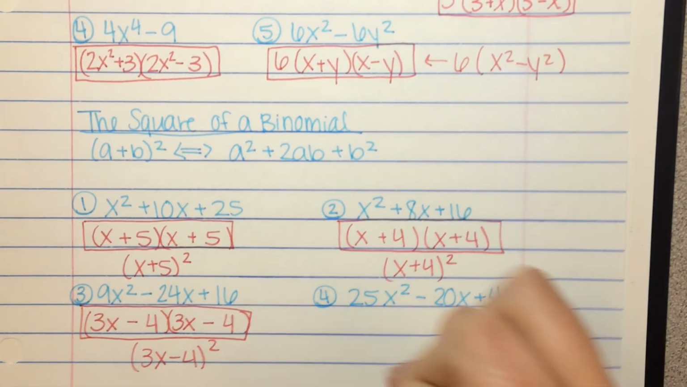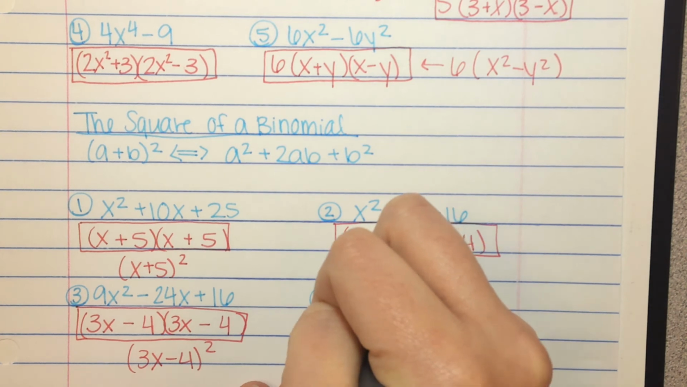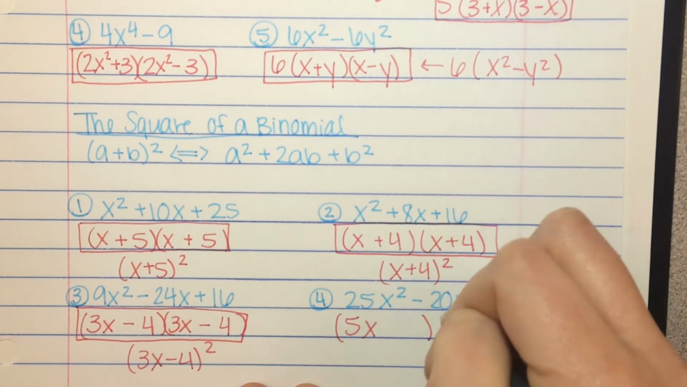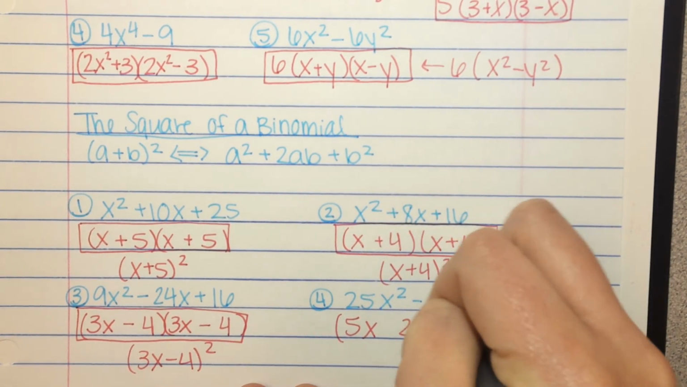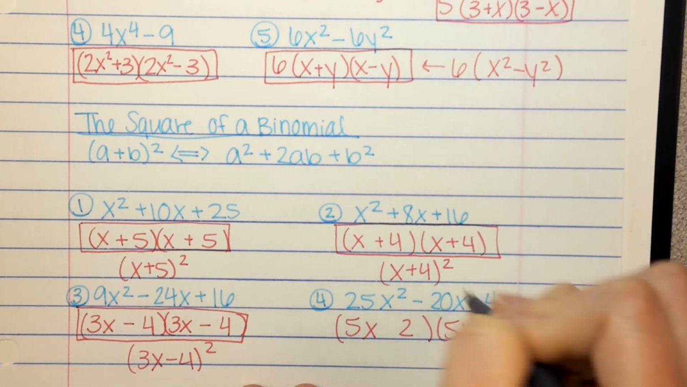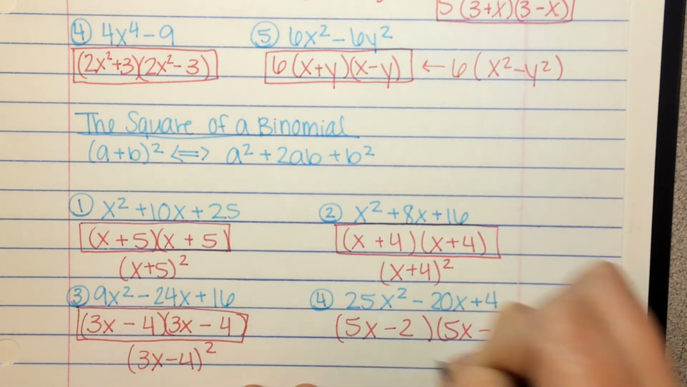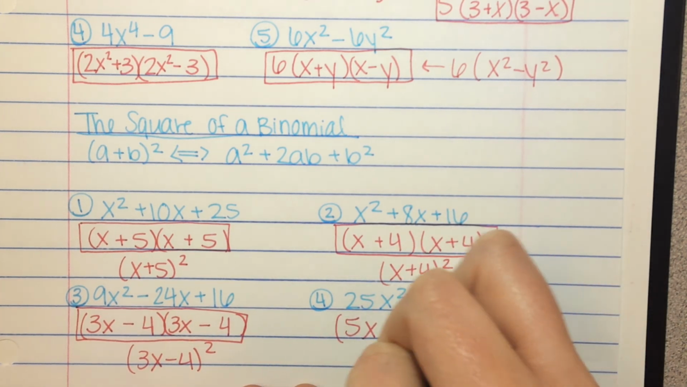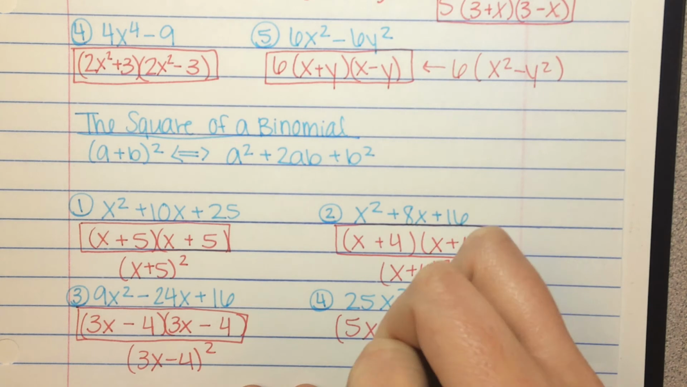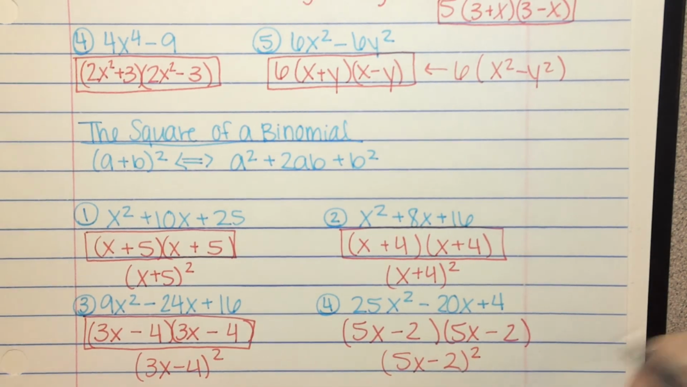And our last one is the same thing. The square root of 25 is 5. The square root of x squared is x. The square root of 4 is 2. And we'll have that in both. And it's multiply to get a positive, add to get a negative. So we'll throw some subtraction signs in there. And again, that's the same as having the quantity 5x minus 2 squared.